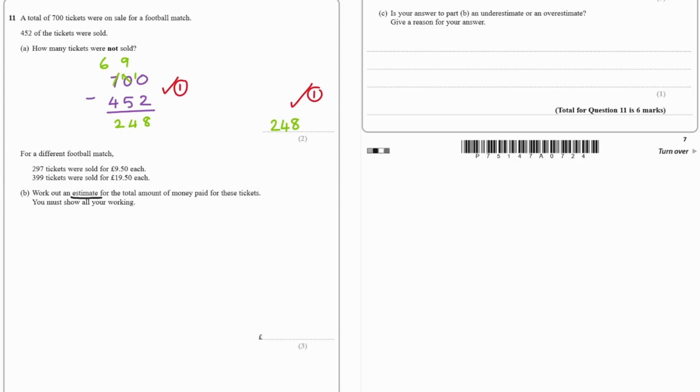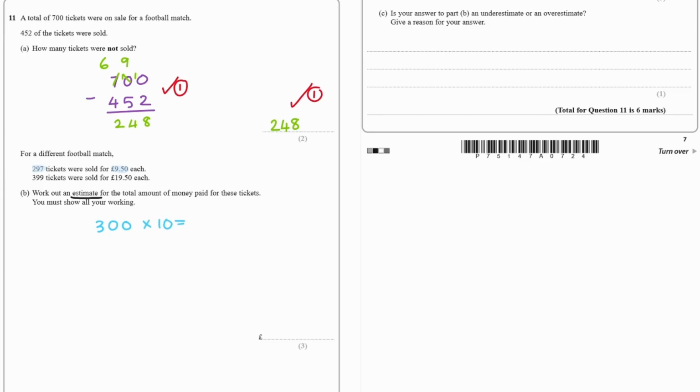Because this question is asking for an estimate, that means we would round the numbers that we have been given. The first piece of information says 297 tickets, so we will round that to the nearest 100 and make it 300. And that was sold for £9.50. So if we round £9.50 to the nearest whole number, that would give us 10.